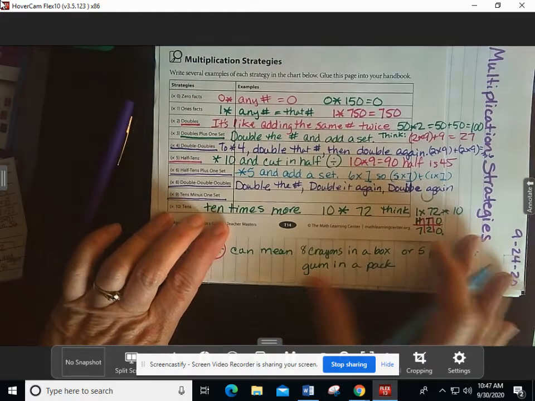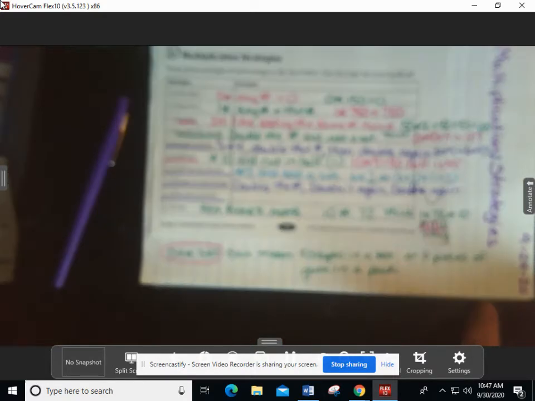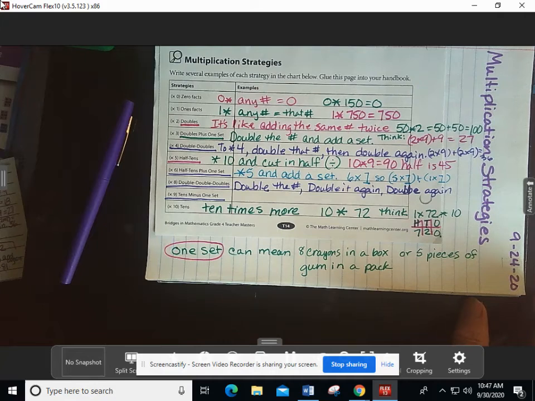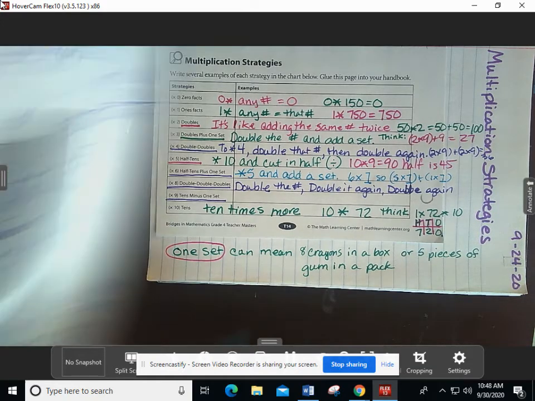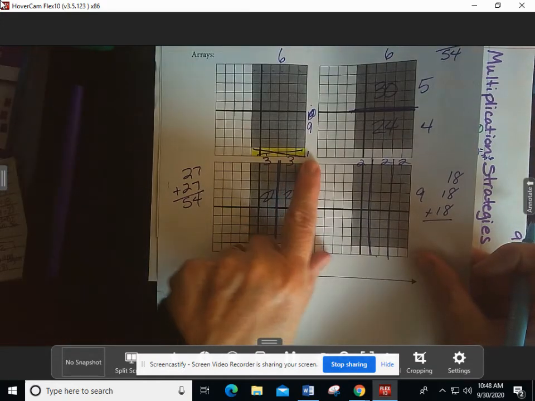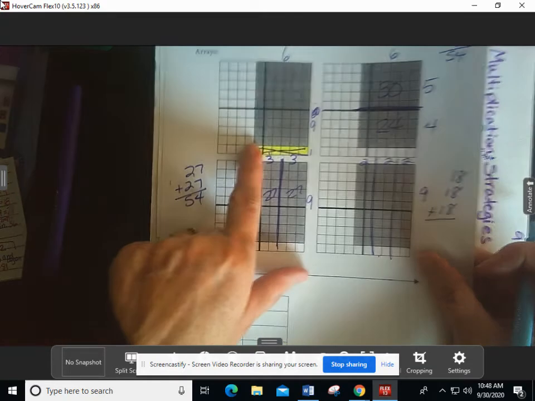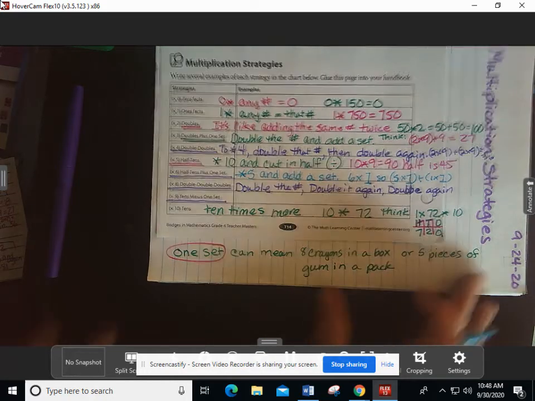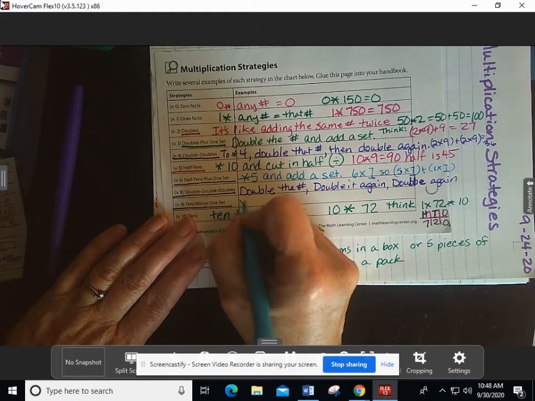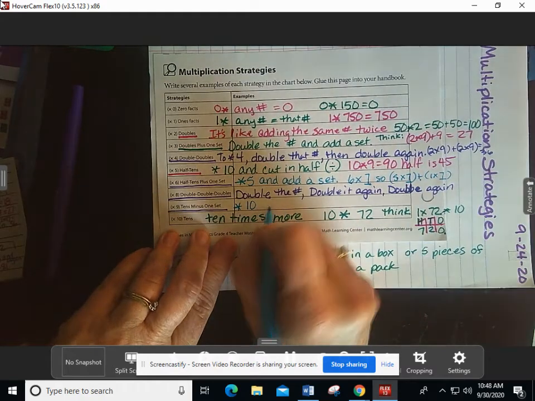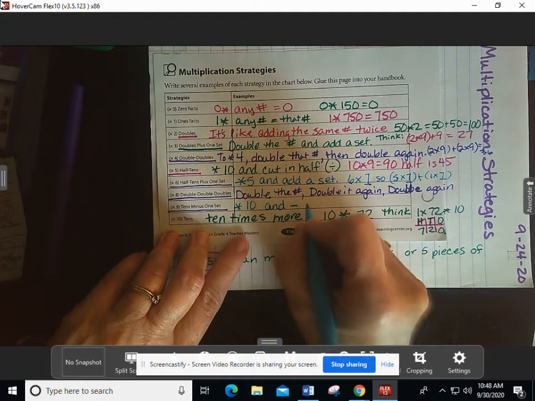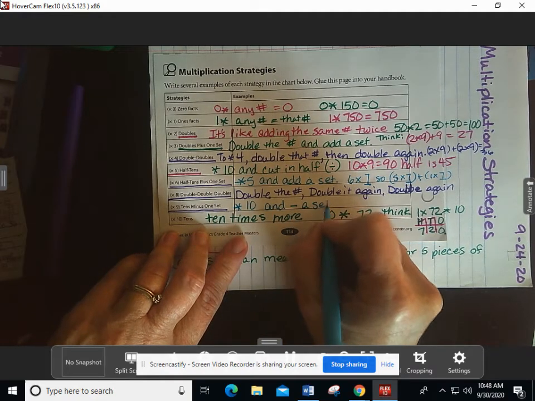And then the last one, who thinks they can tell us how to do that one? A half 10, or it's a 10 minus 1 set. I'll show you the picture. Remember, we thought about it as a 10, and then we took off the yellow strip. We took off that set. So we multiply by 10 and minus a set.